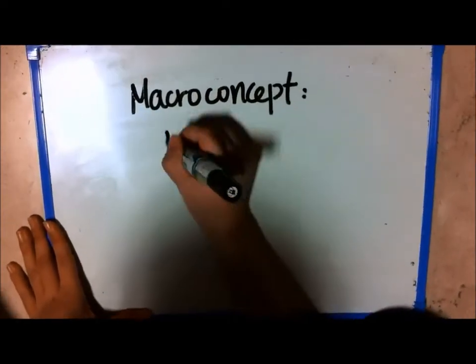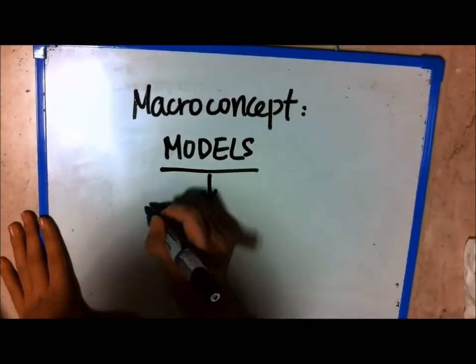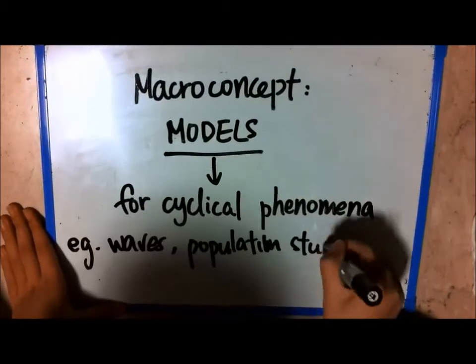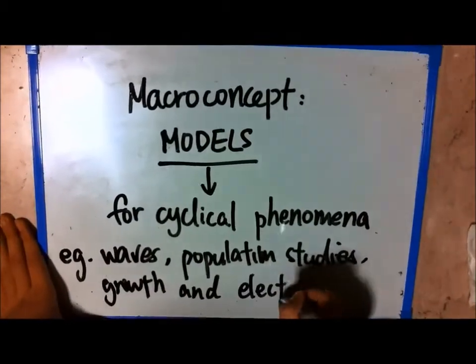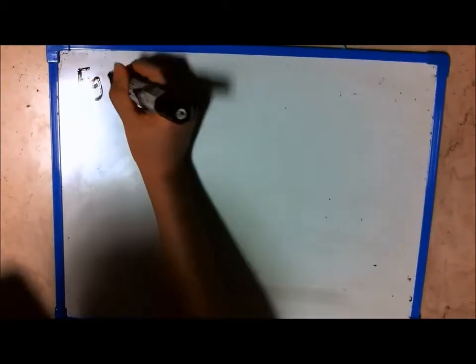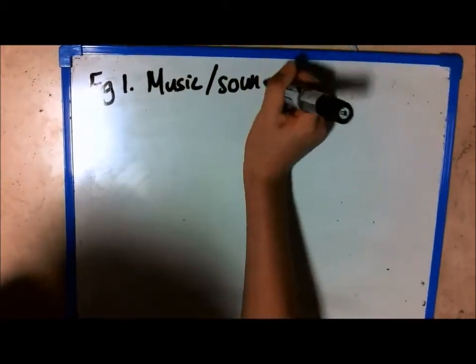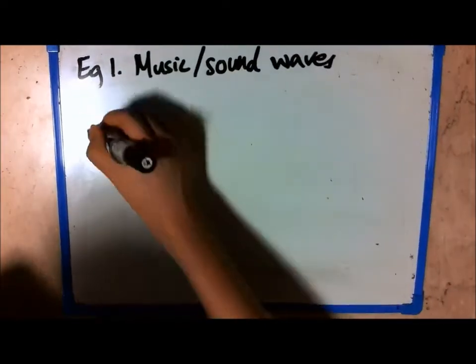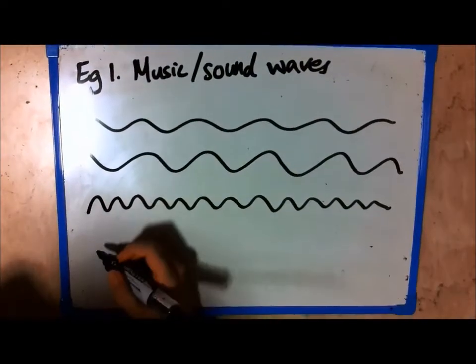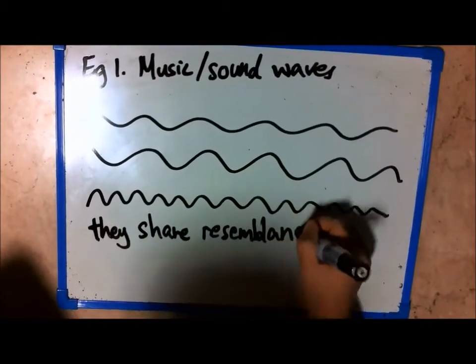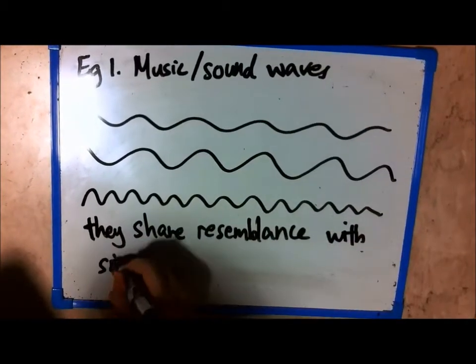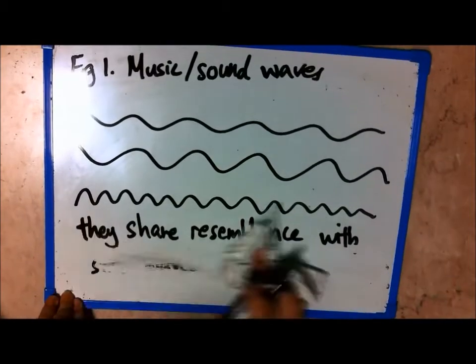These trigonometric functions are commonly used for building models that represent and demonstrate processes that repeat in cycles, such as cyclical phenomena, which can be found in population studies, waves, growth of living things, as well as electronics. First is the music and sound waves. They share much resemblance with the sine waves.